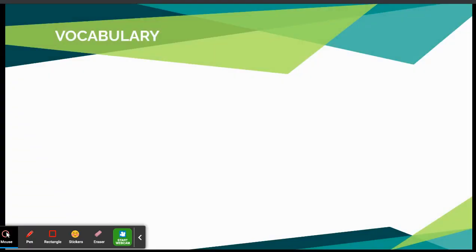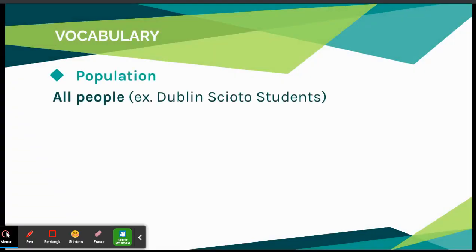So let's look at some vocabulary today. The first thing we're going to talk about is population. Population would be all the people you want to know information about. For example, Dublin Scioto students could be a population. Ohio citizens could be a population. US citizens could be a population. We could have a population be as big as we want or as small as we want. It just represents all the people that we are looking at.